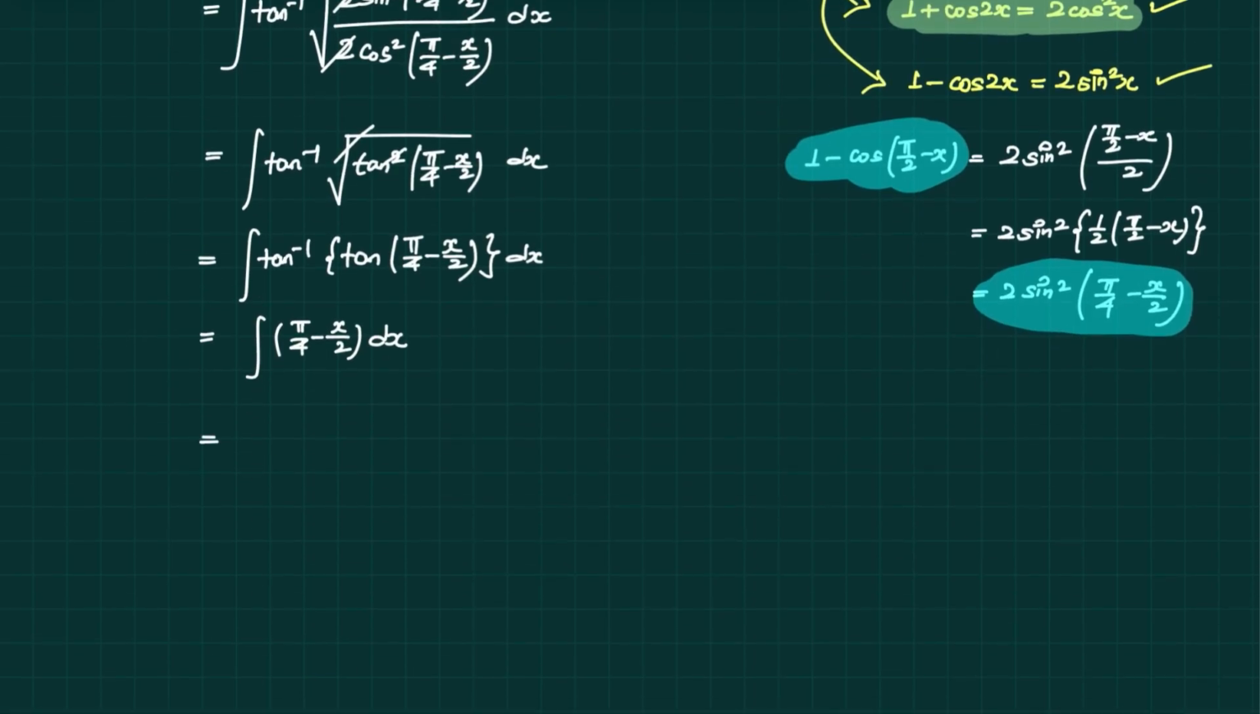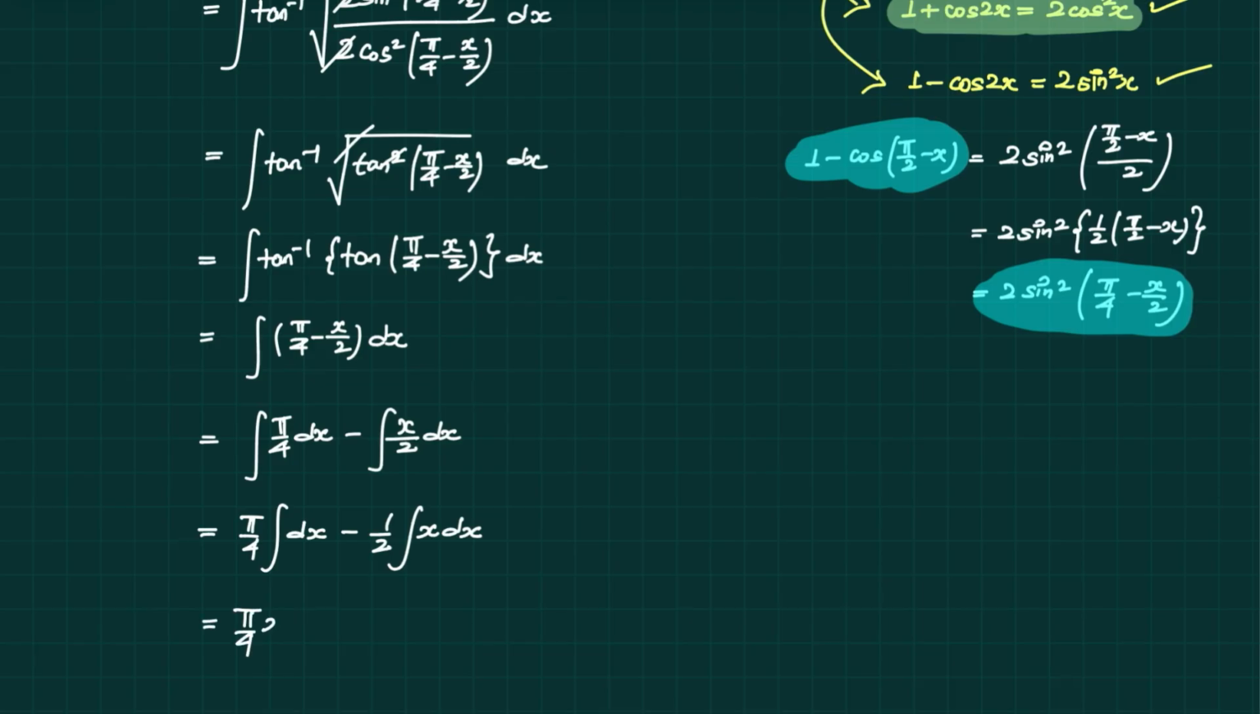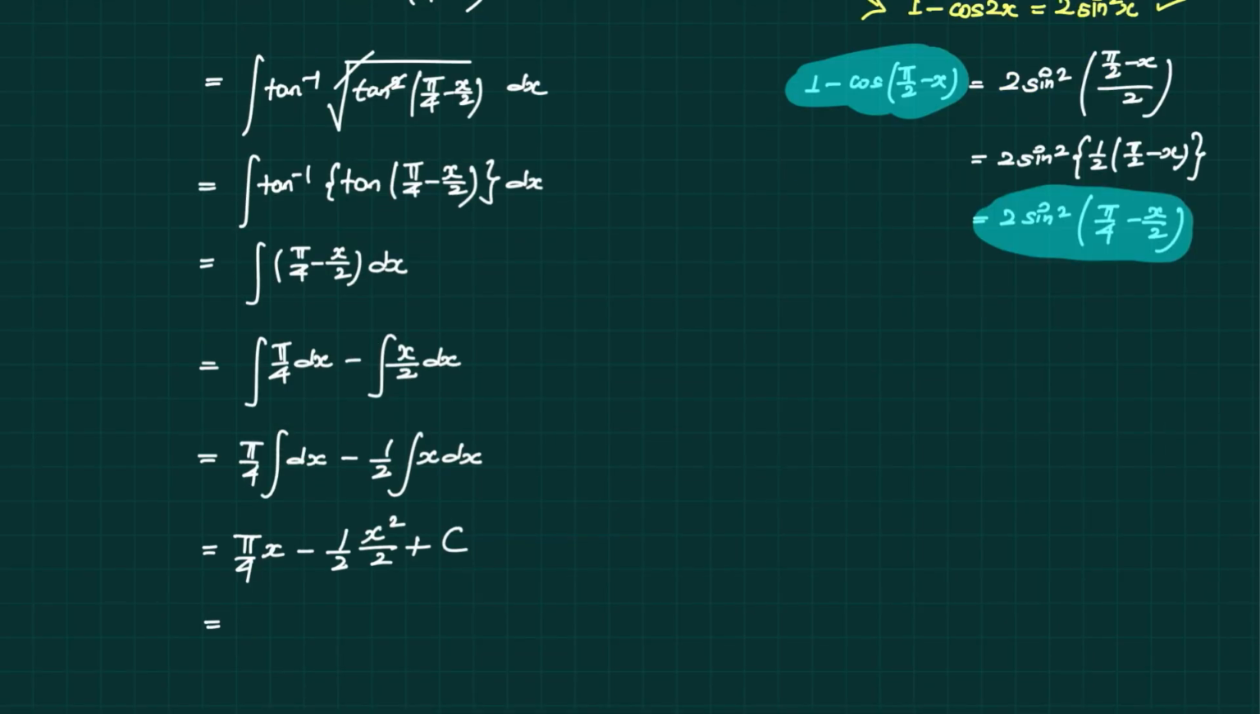Let us separate the integration, then it will be the integration of pi over 4 dx minus the integration of x by 2 dx. Since pi over 4 is a constant, let us take it out and it will be the integration of dx only, minus half is constant and x dx. So this equals pi over 4 times the integration of dx, which is x, minus half into the integration of x, which is x squared by 2, plus the integration constant. Hence it will be pi by 4 x minus x squared by 4 plus c.